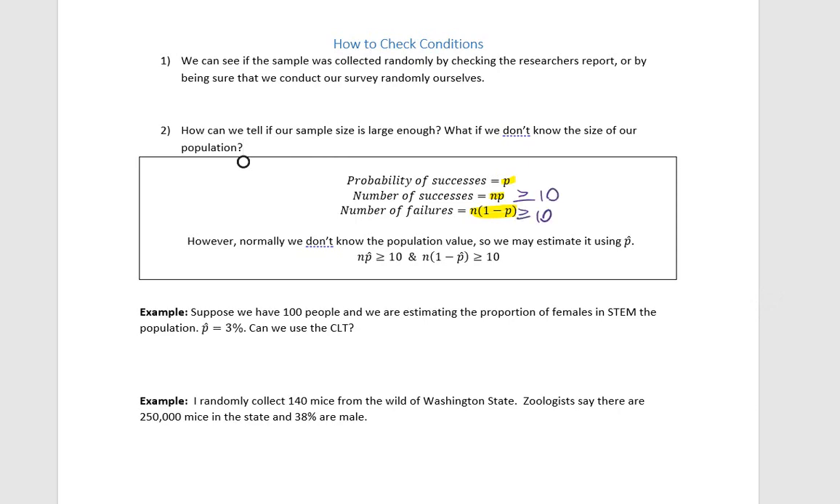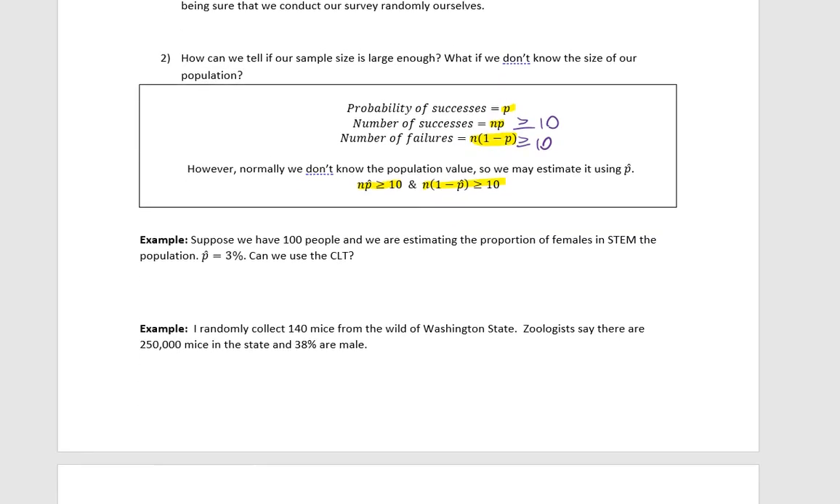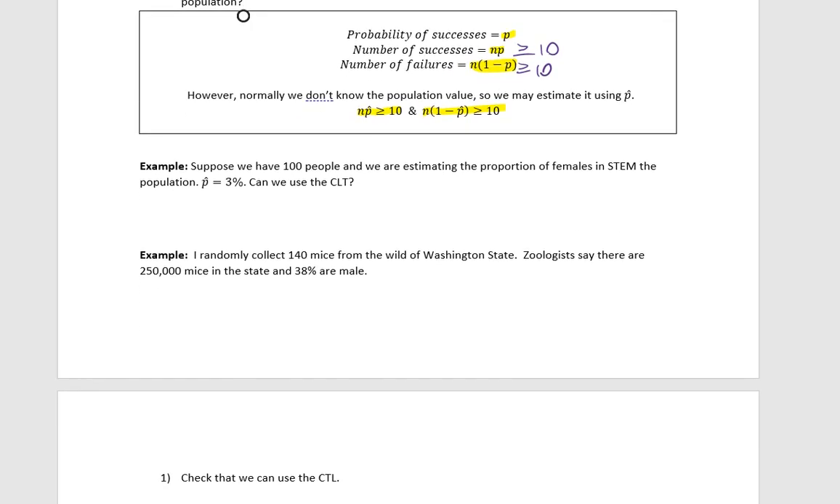Now if we don't know the population value, so we don't know the p that we're looking for, we can just estimate that using p hat. So here's the deal. Suppose that we have 100 people and we're estimating the proportion of females in STEM in the population, and we get that p hat equals 3%. So can we use the central limit theorem?